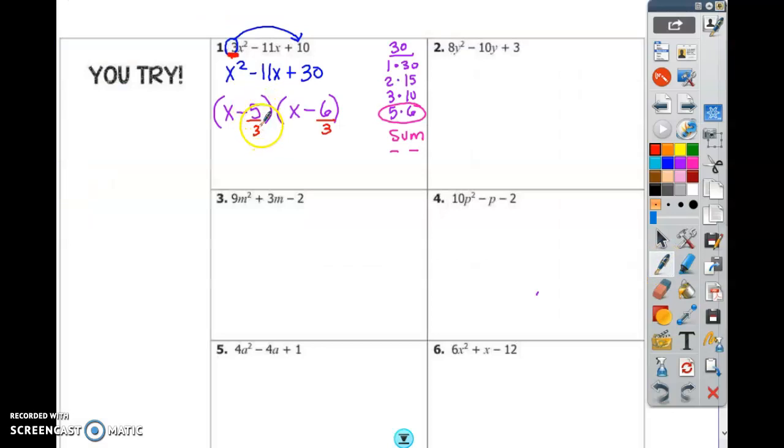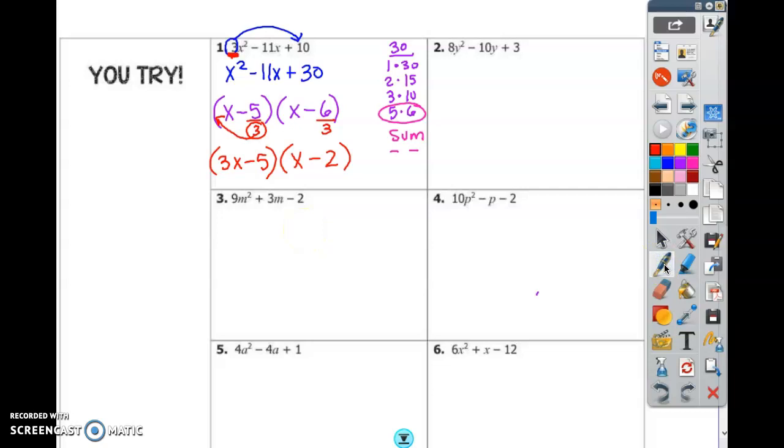So this stays the same, so I'm going to move this up to the front. This one became a 2, so that's x minus 2. What does this one become? 3x minus 5. Done. Pause the video. I want you to do problem 2 and 3, and then we're going to check it in just a little bit.